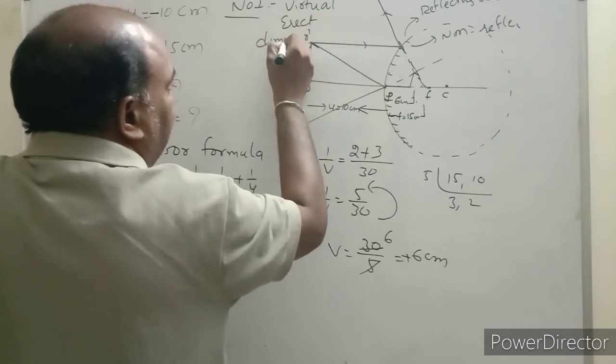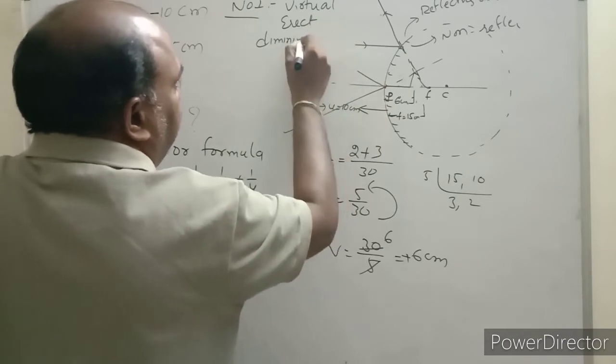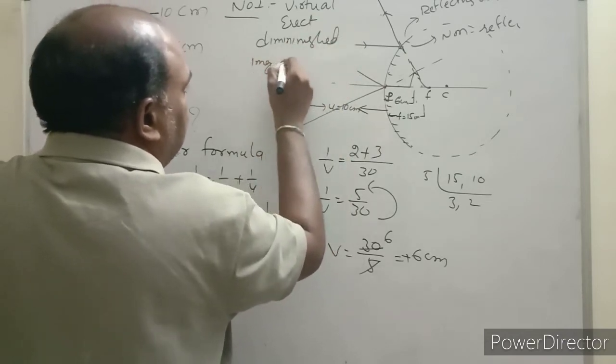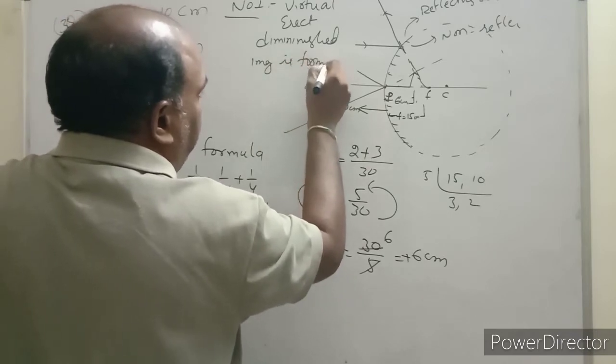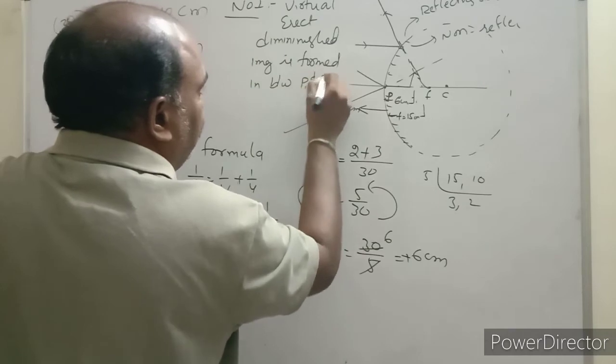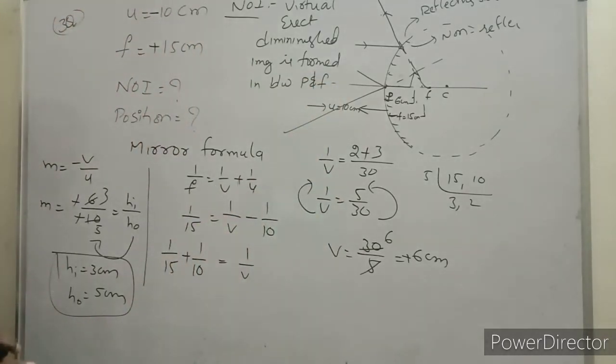diminished. Virtual, erect, diminished image forms in between pole and focus. Important. Note down. Take one snapshot and note down.